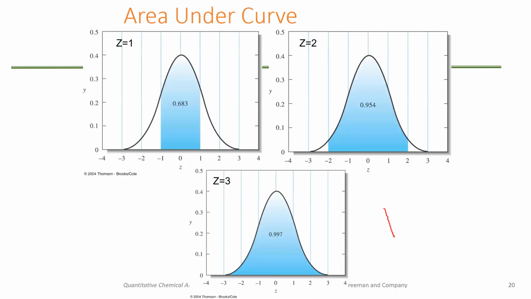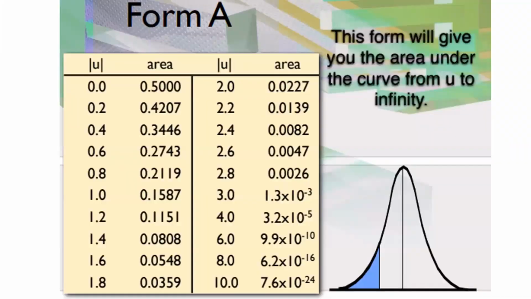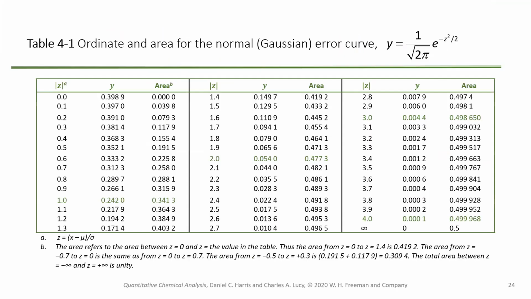You should know the concept here, right? That the area under the curve, what a normal curve is, right? So that the area is equal to 1, right? And if we go out so many standard deviations, you encompass more of the area under the curve for each standard deviation. I will not ask you to compute one.